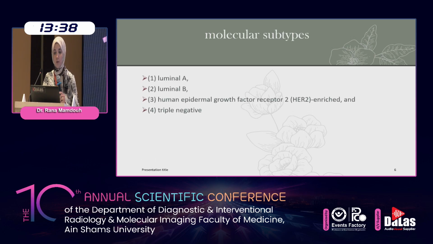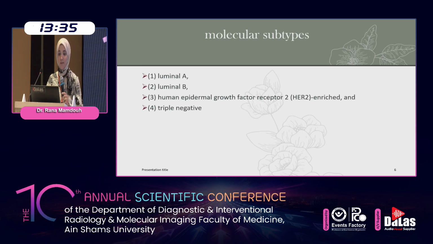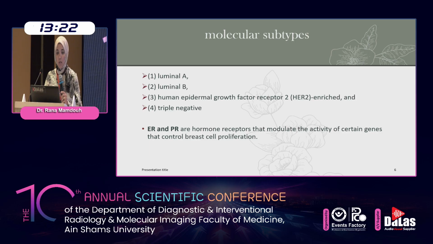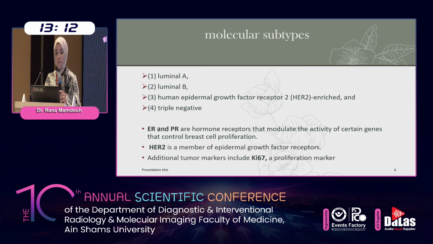We have 4 molecular subtypes: luminal A, luminal B, human epidermal growth factor receptor 2, HER2, which is enriching this receptor, and triple negatives, which is negative for estrogen and progesterone and HER2 receptors. Estrogen and progesterone hormone receptors modulate the activity of certain genes that control breast cell proliferation, and HER2 is a member of the epidermal growth factor receptor. Additional tumor markers include Ki-67, which is a proliferation marker.